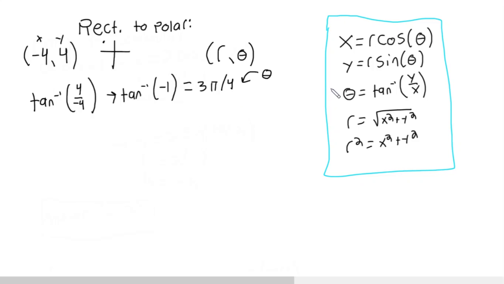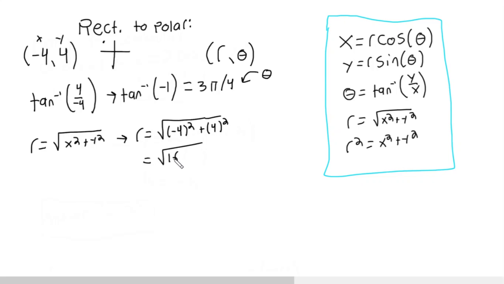So let's do that. We know that r is equal to the square root of x squared plus y squared. So all we have to do is really just plug in. r is equal to, well, remember my x is -4, so -4 squared plus 4 squared. I'm going to get the square root of 16 plus 16, and that's going to give me rad 32. And if you really want to simplify this down more, you'll know that this will simplify into 4 rad 2.